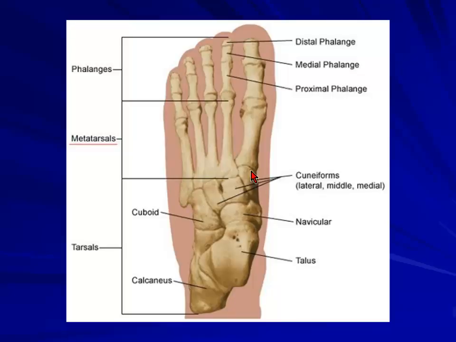So looking at this, now you've got the cuneiforms, the medial cuneiform articulating with the first metatarsal, and then the second articulates with the medial, intermediate, and a bit of the intermediate. So you need to be aware of these articulations. And then you've got the metatarsals articulating with the phalanges, and these are the metatarsophalangeal and interphalangeal joints.